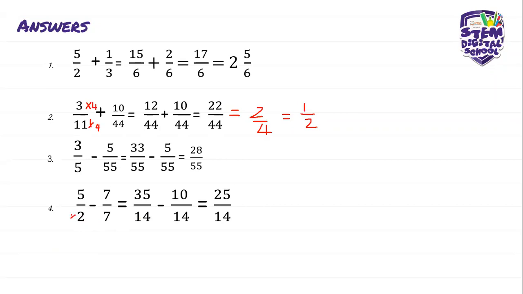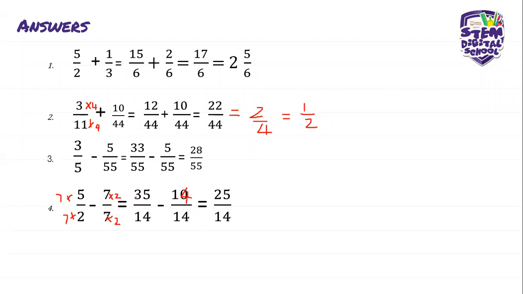Then I multiply the bottom by 7 and I multiply the top by 7. Same thing on the other side. Multiply the bottom by 2 and multiply the top by 2. Then I have 35 over 14 minus 10. Oh, there was a mistake here. It's supposed to be 14 over 14, sorry. So it's 35 over 14 minus 14 over 14.